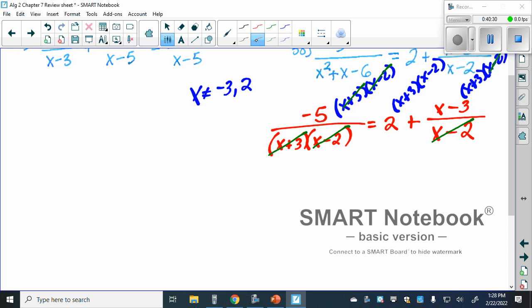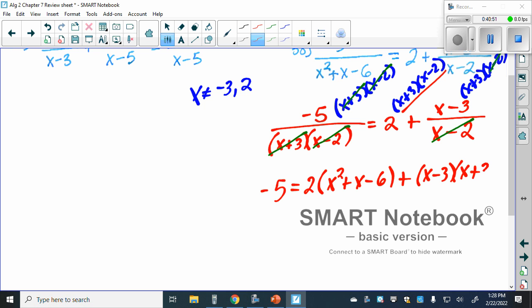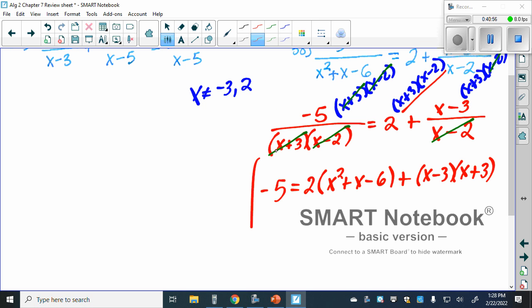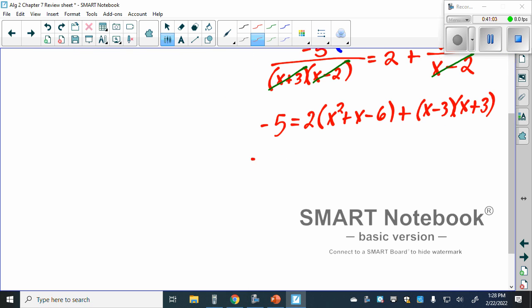Now, when we do that multiplication, the negative 5 is by itself because everything else simplified. The middle term, we have 2 times x plus 3 times x minus 2, which came from our x squared plus x minus 6, plus x minus 3 times x plus 3. Well, we'll do that, with the negative 5 like this.